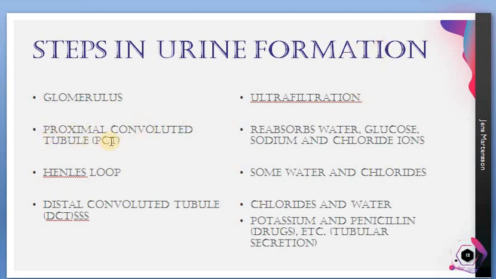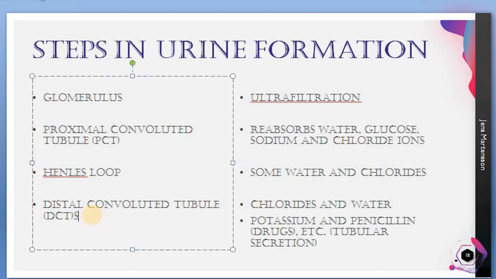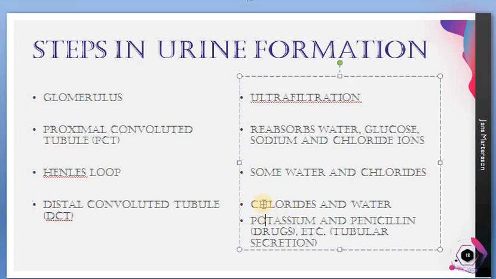The next one, reabsorption, which starts in the kidney tubules. The first one, proximal convoluted tubule. Here reabsorption of water, glucose, sodium and chloride ions from the filtrate back into the body, into the blood. And then in Henle's loop some of the water and chlorides will be taken back into the blood. Now in the distal convoluted tubule it is actually in reversal order. What happens? Chlorides and water are absorbed back, and then potassium and penicillin are secreted into the tubule. That means they are being added along with the filtrate.